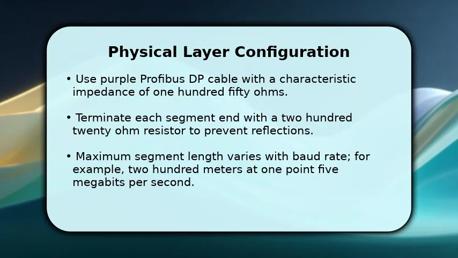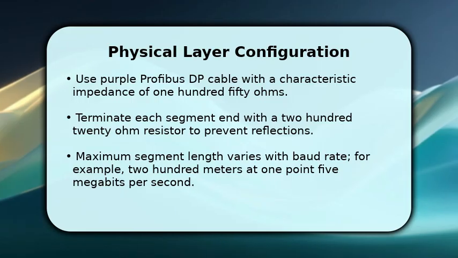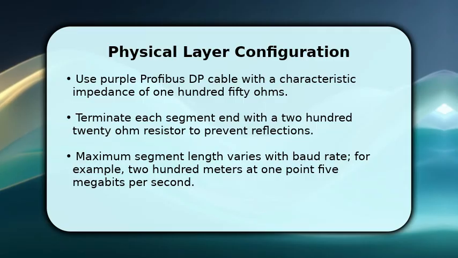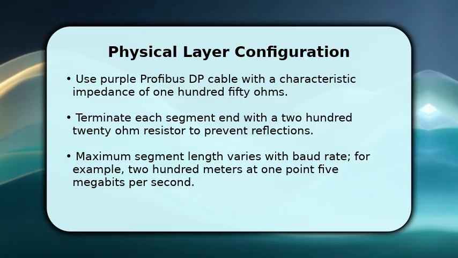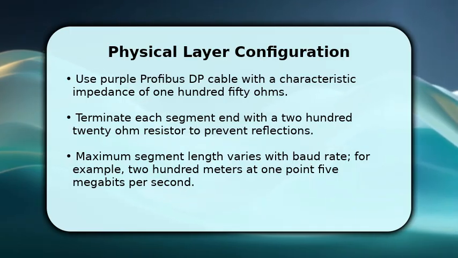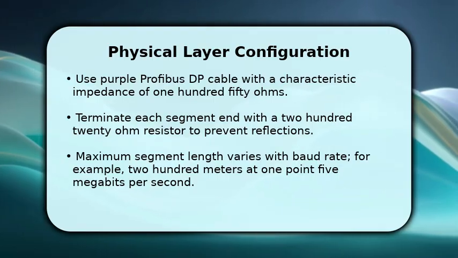The physical layer is crucial for Profibus reliability. Always use the specified purple Profibus DP cable, which has a characteristic impedance of 150 ohms. Proper termination is vital. Install a 220 ohm resistor at both physical ends of each segment to prevent signal reflections.